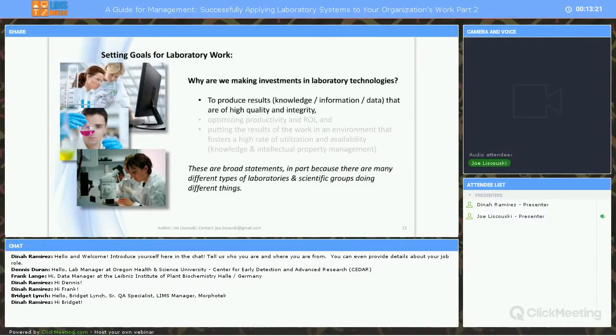Producing knowledge, information, and data that is of high quality and integrity might seem obvious, but it's a really hot topic in some fields, particularly life sciences, but that also extends to fields such as economics. Basically, you want people to know that the job of your lab is to produce meaningful results that they can trust and will form a sound basis for decision making.